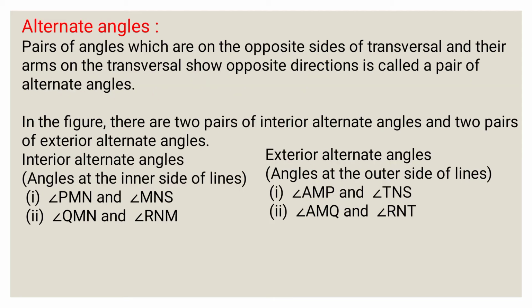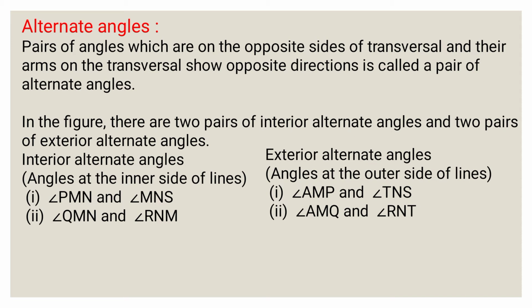Alternate angles. A pair of angles which are on the opposite sides of the transversal and whose arms on the transversal show opposite direction is called a pair of alternate angles. In the figure, there are two pairs of interior alternate angles and two pairs of exterior alternate angles. In interior alternate angles, the angles are at the inside of the lines. First is angle PMN and angle MNS. Second is angle QMN and angle RNM.